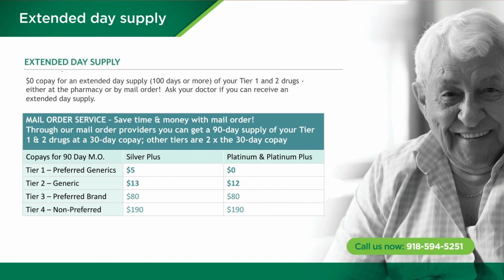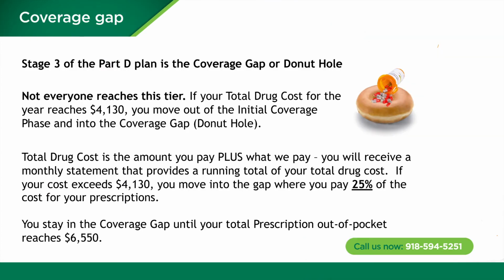Most people stay in the initial coverage limit throughout the year, but there are other stages of Part D coverage that you need to be aware of, and they're based on your total cost of your prescriptions. We send you a monthly statement that keeps track of your total drug cost. This is what you pay plus what we pay, and if you reach the initial coverage limit, then you move into the coverage gap, or the donut hole, where you pay a percentage for most of your prescriptions.